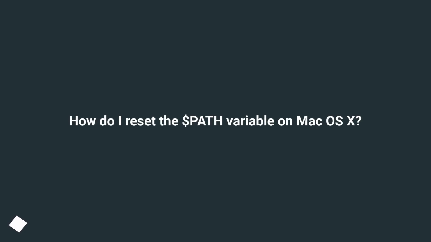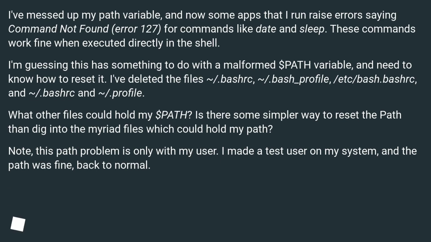How do I reset the $PATH variable on Mac OS X? I've messed up my PATH variable, and now some apps that I run raise an error saying "command not found, error 127" for commands like date and sleep. These commands work fine when executed directly in the shell. I'm guessing this has something to do with a malformed $PATH variable, and need to know how to reset it.